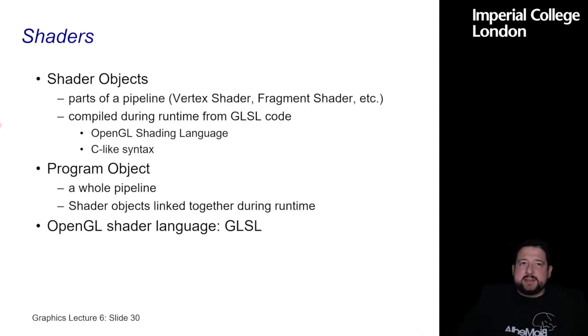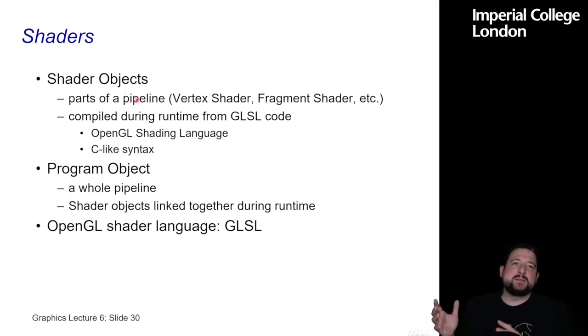So the shader objects really are part of your pipeline. They are compiled during the runtime of your OpenGL program. So it means OpenGL comes with another compiler in your program. You might have a program compiled from source that has another compiler that compiles shader code during runtime. The syntax is C-like. You have probably seen a few of the examples already.